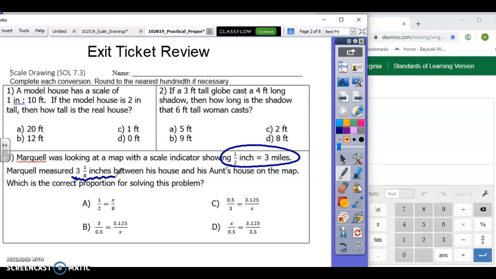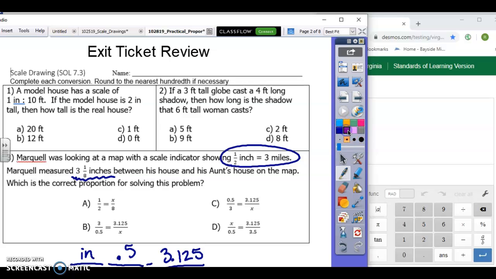So the way I solve these is I go ahead and set it up however I would solve it. So I'm using inches and miles. So I have inch over miles, and it's a 1/2 inch. So I'm going to put these as decimals. 0.5 over 3 miles. And on the other side, it gives me 3 1/8 inches. If you don't know what that is, you can type it into your calculator. I know it's 3.125 over X miles.